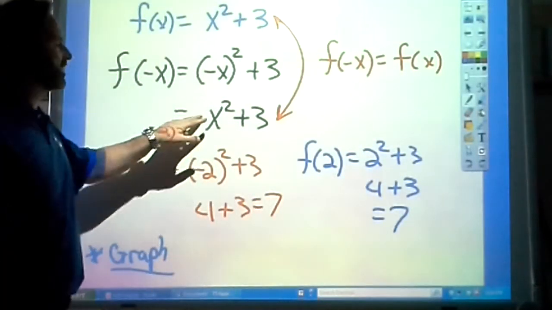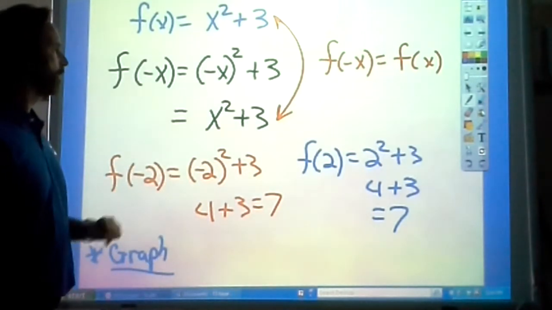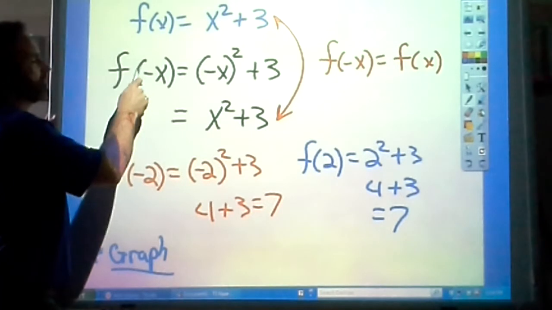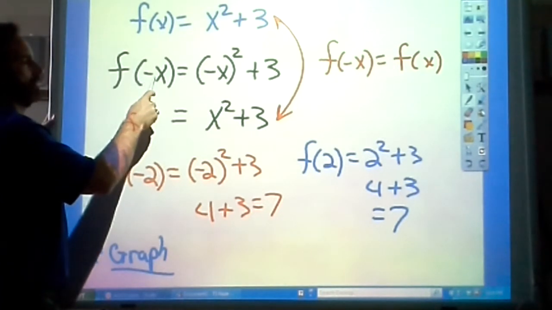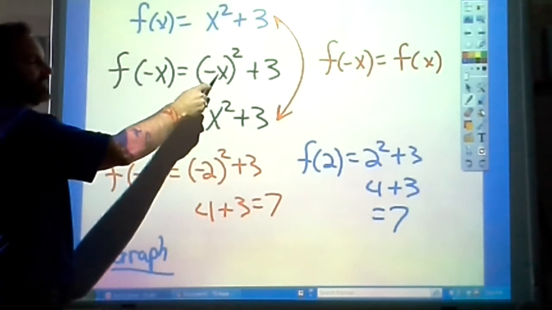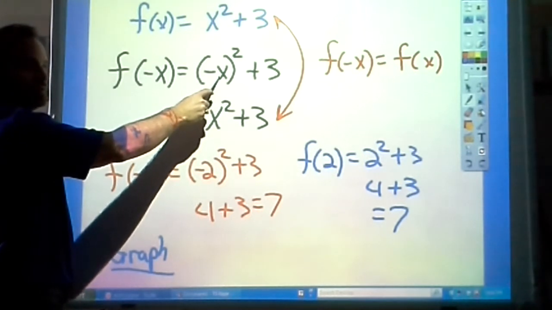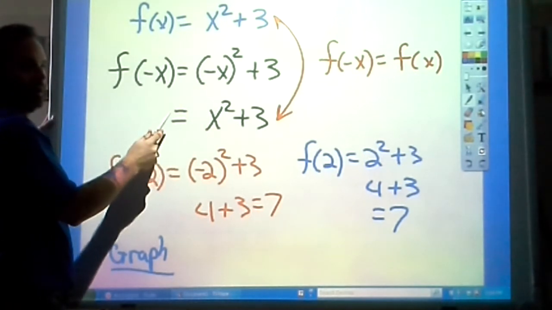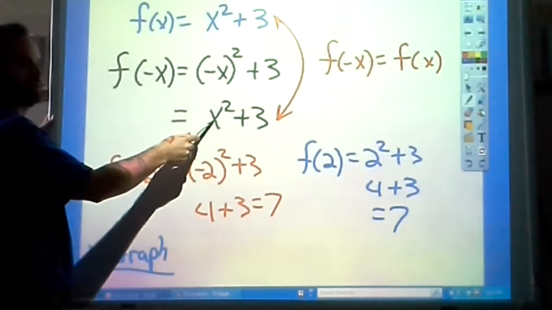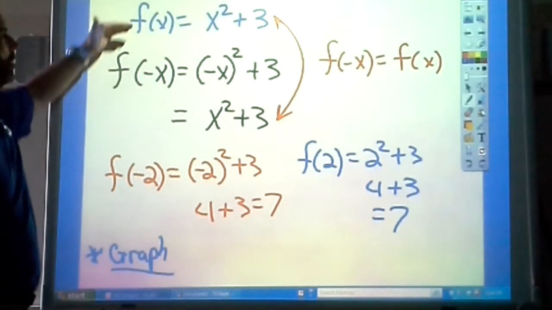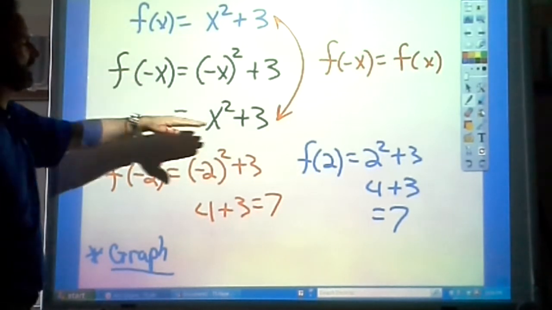But here we go. Here's f of x equals x squared plus 3. Let's make it f of negative x. So that's basically negative 1 times x, and when they both get squared, what's negative 1 squared? 1, right? And then you're left with x squared plus 3. So it ends up being the same thing. So f of x and f of negative x are the same.